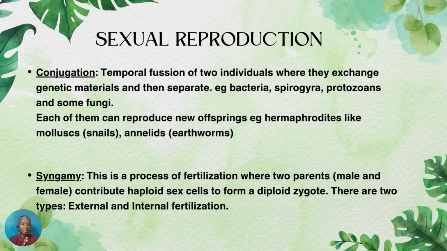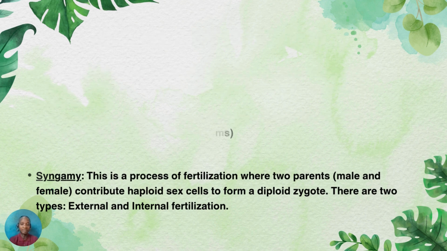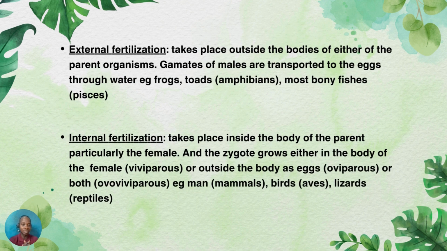Now let's look at syngamy. In syngamy, this is where we have the proper sexual reproduction. This is a process of fertilization where two parents, both the male and the female, contribute haploid sex cells. Haploid means half of the number of chromosomes in the body of the organism, to form a diploid zygote. Diploid is 2n, complete chromosomes. There are two examples. We have the external, we have the internal fertilization. So we're going to take them one after the other.